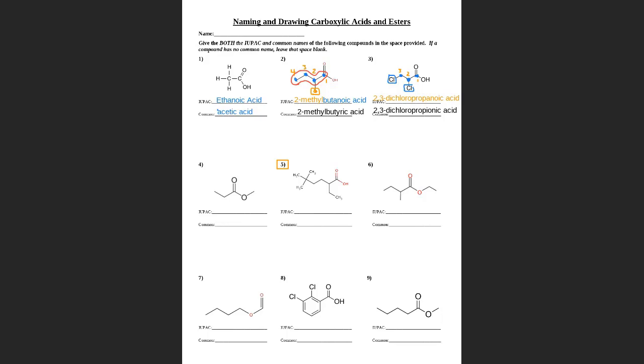So the first thing that we do is identify the longest carbon chain, and how many carbons did you get for that? I got 6. So it would be 6, and this is a 6th one here. So in that case, the root name for this would be what? Hexanoic acid. All right, so hexanoic acid, and it looks like we have a few substituents, right?